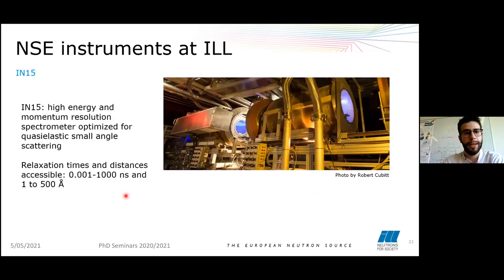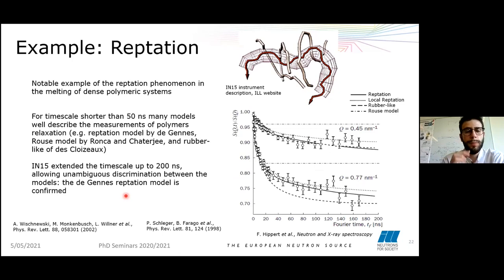Nowadays, there is IN15, that is a high energy and high momentum resolution spectrometer optimized for quasi-elastic small angle scattering. And we can easily access a wide range of relaxation times and distances. With this instrument, one famous example is reptation, so the study of the melting of dense polymeric systems.